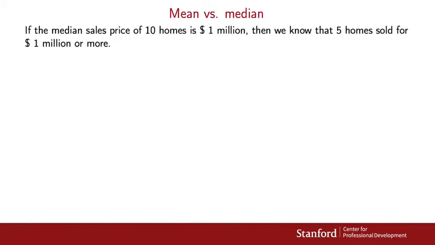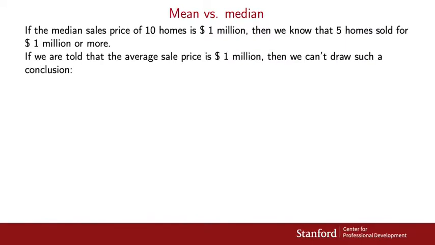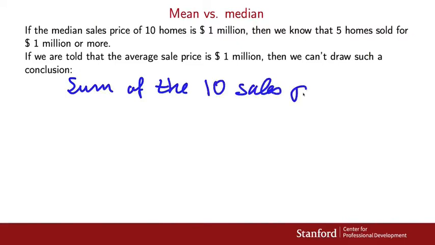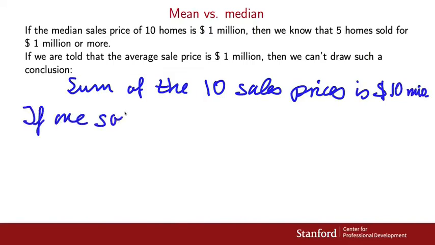Let's look at this hypothetical example where we look at 10 homes and we know that the median sales price is $1 million. Then we know that 5 homes sold for $1 million or more and 5 homes sold for less than $1 million. On the other hand, if we are told that the average sales price is $1 million, then it's not really clear what that means. If the average is $1 million, then we know that the sum of the 10 sales prices is 10 million. Now let's assume that one house sold for $8 million.